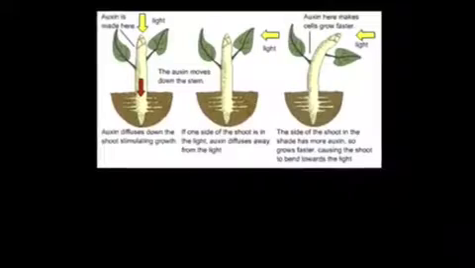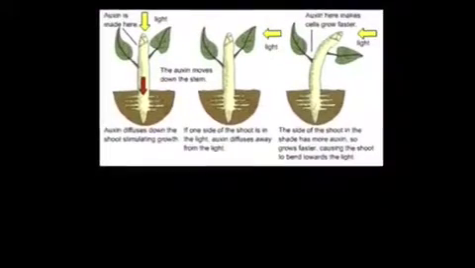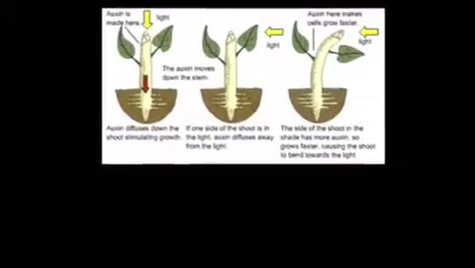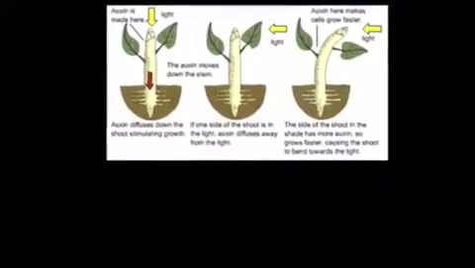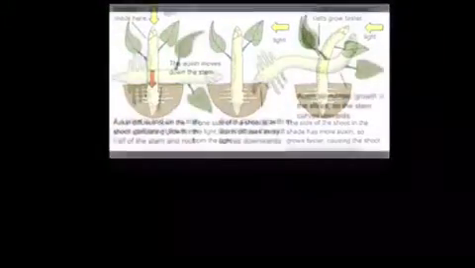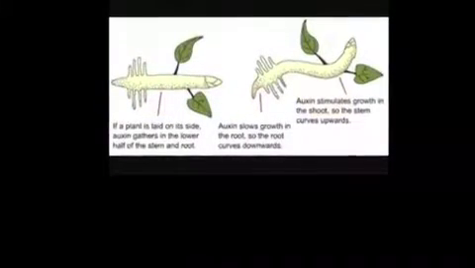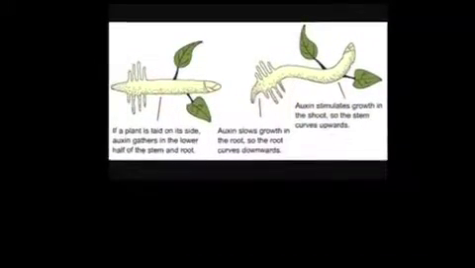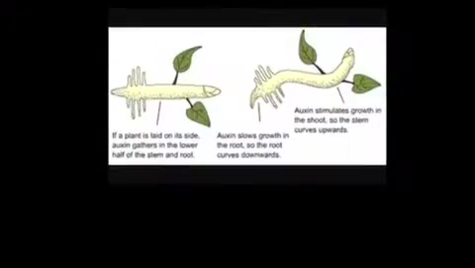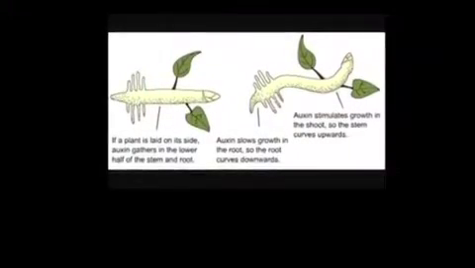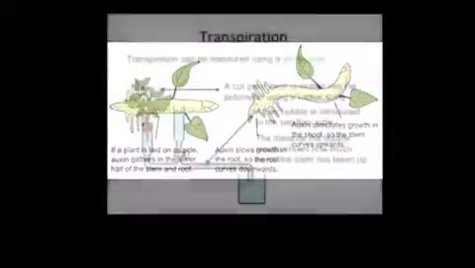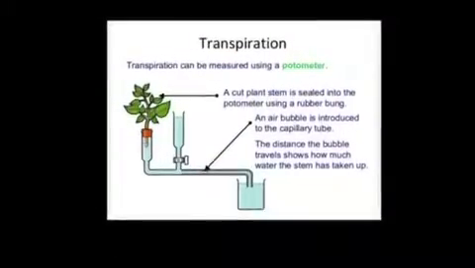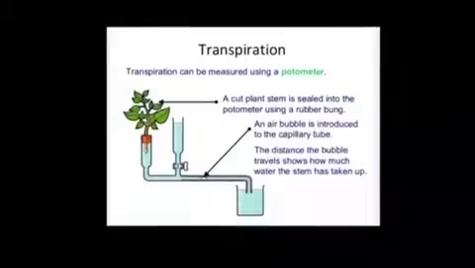If one side of the shoot is in the light, auxin diffuses away from the light. The side of the shoot in the shade has more auxin, so it grows faster, causing the shoot to bend towards light. In gravitropism, when a plant is on its side, the auxin gathers in the lower half of the stem and root. Auxin slows growth in the root, so the root curves downward. This is positive gravitropism.